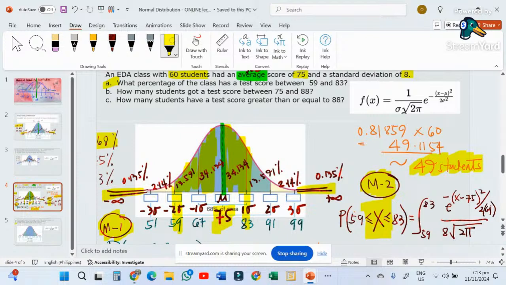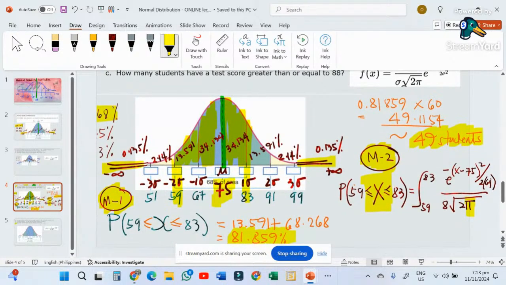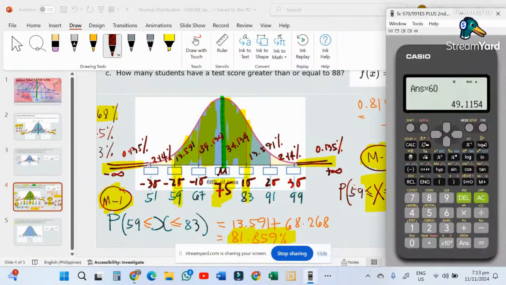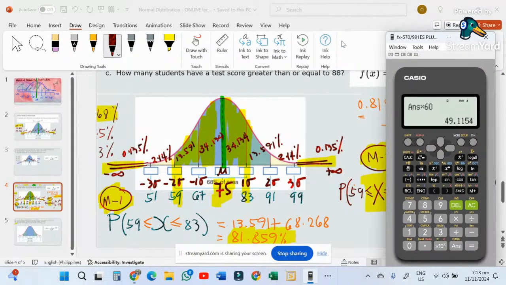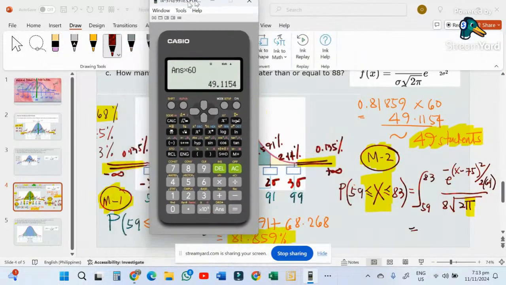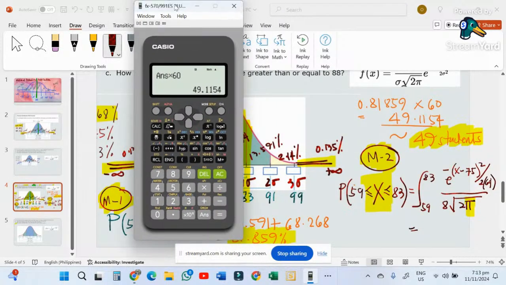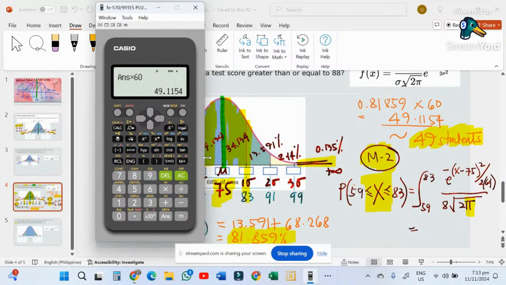When you are using notation pi, your calculator must be in radian mode. Don't attempt to use degree mode, because you'll never get the right answer. So the answer should be the same. And with this, I have to show you how it's done through the calculator. We must get the same 81.859 using the calculator, okay?